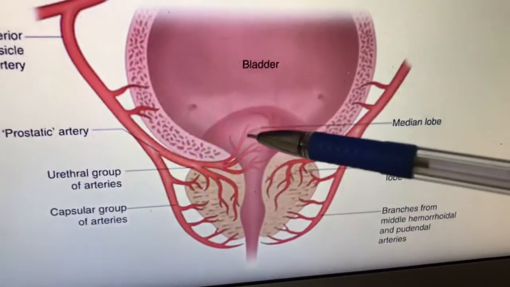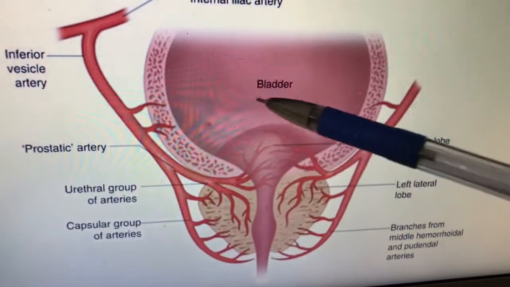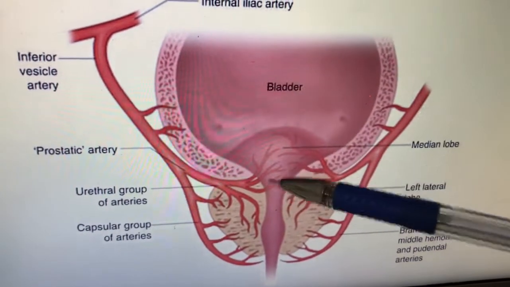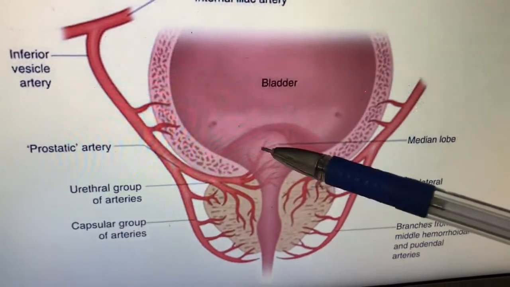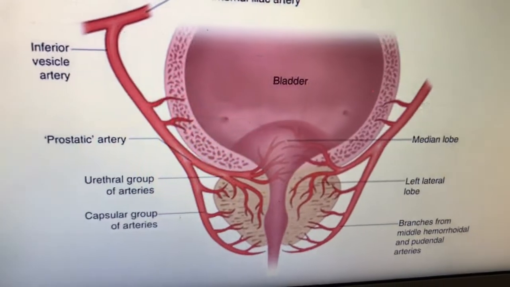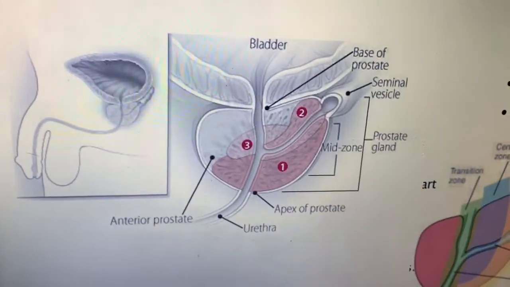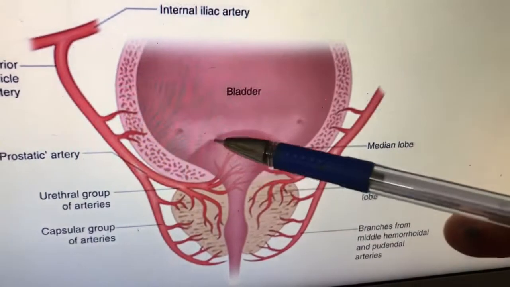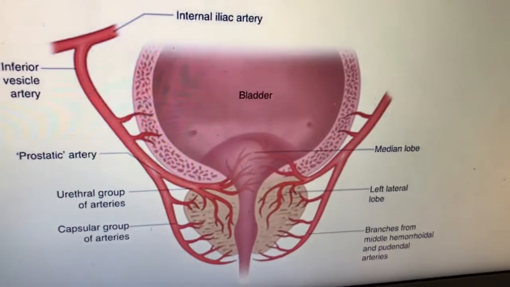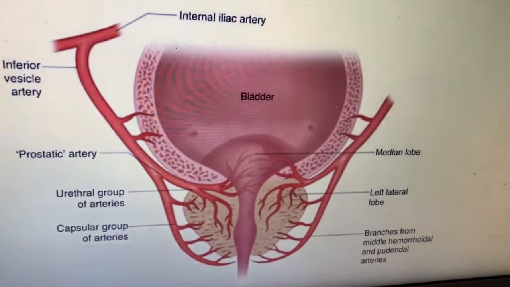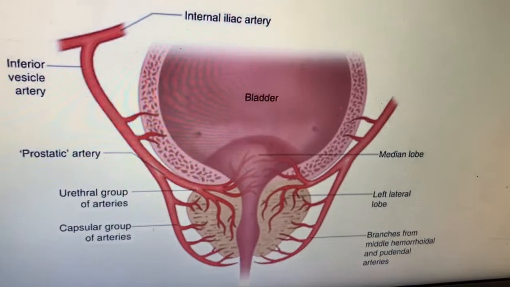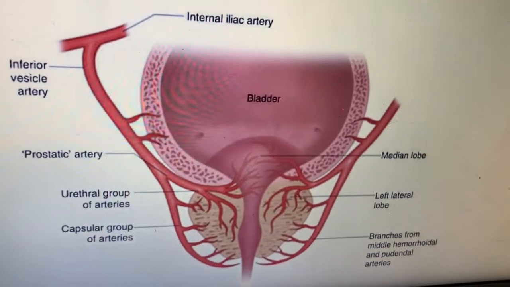You can see the median lobe which is projected inside the trigone of the bladder. Okay, this is very important. This is called the uvula of the prostate. Okay, uvula. This is an MCQ: which lobe projects into the bladder? That is the median lobe, which, if it is enlarged, may compress the prostatic urethra and reduce the passage of urine.